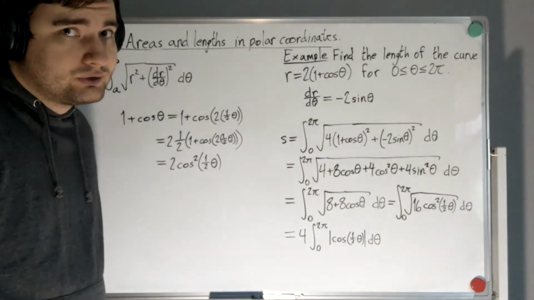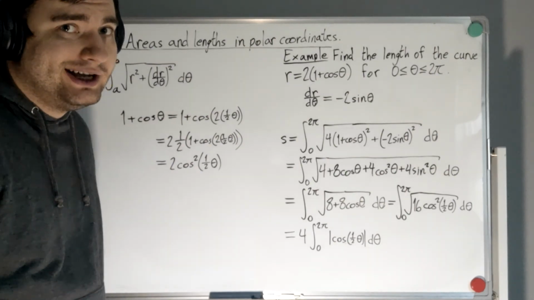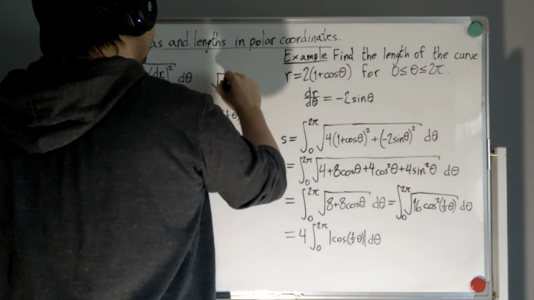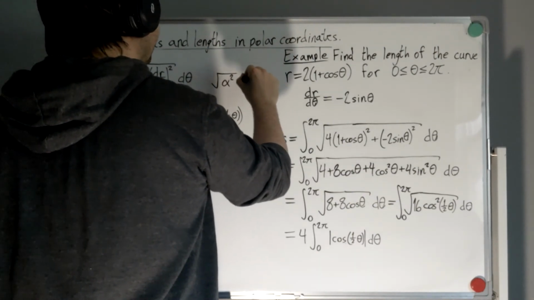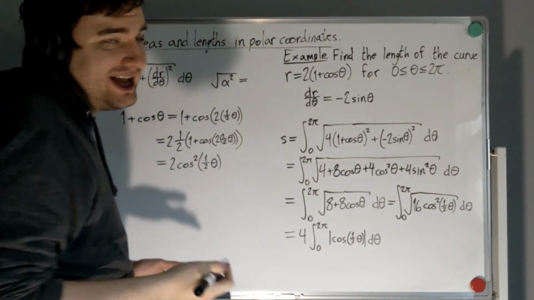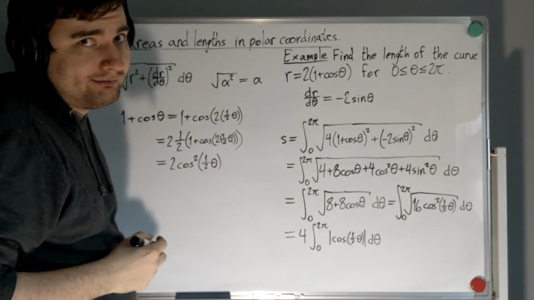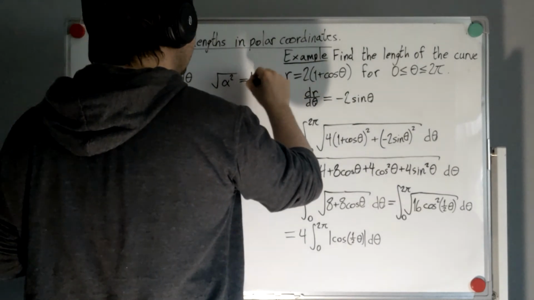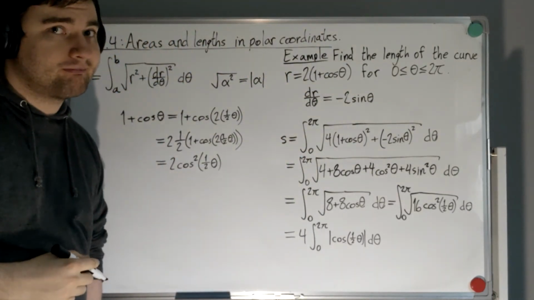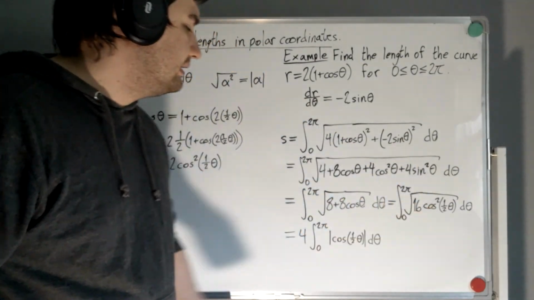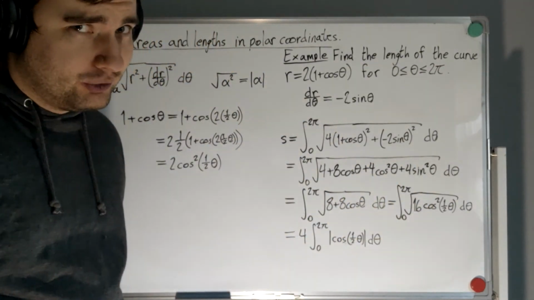We can't just cancel the square and the square root, because the truth is the square root of something squared is not always just that thing. It's only that thing if it's positive. If it's negative, then it's actually taking the absolute value. So in our case here, when we take the square root of cosine squared, that's actually the absolute value of cosine.